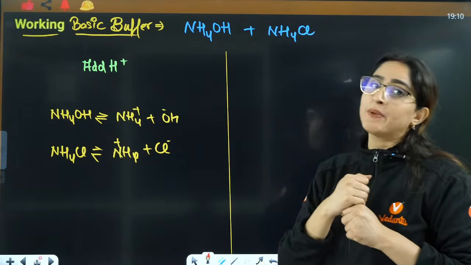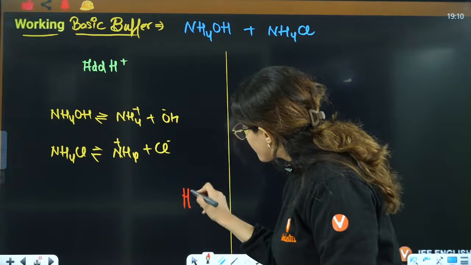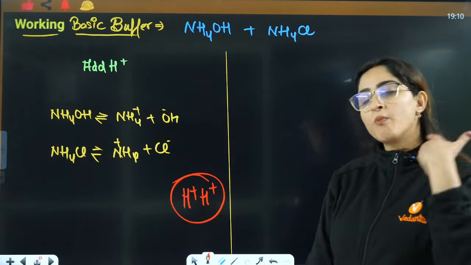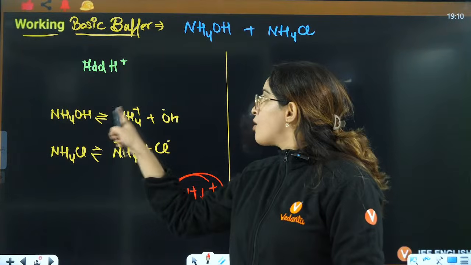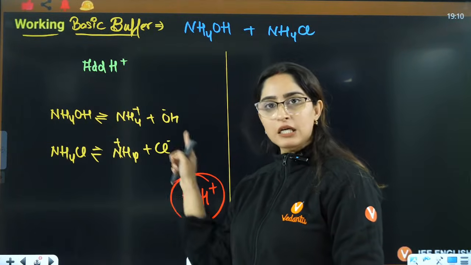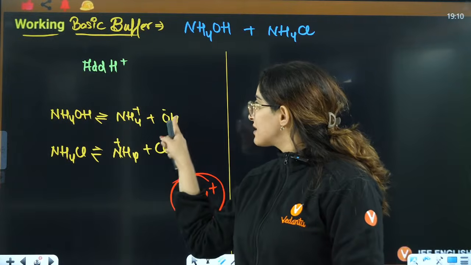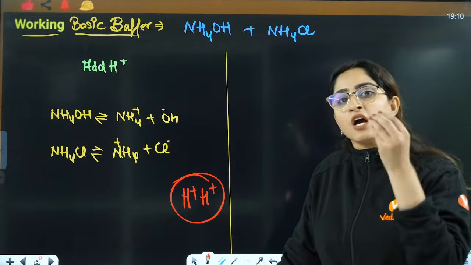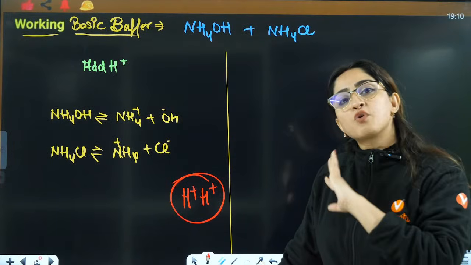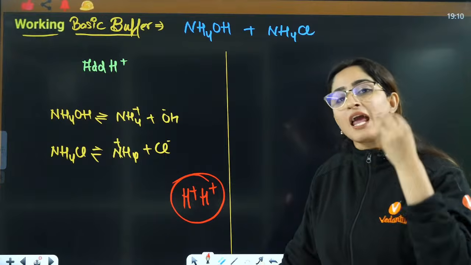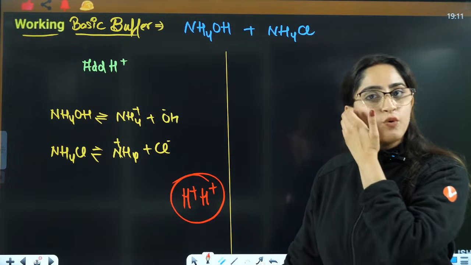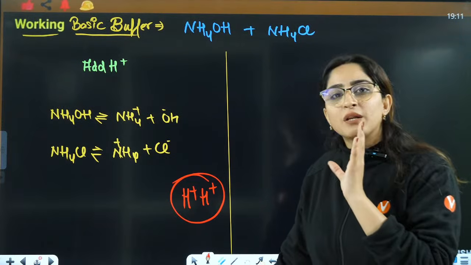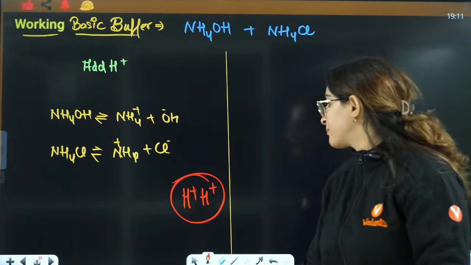But what is happening here? You are adding H positive, and the moment you add H positive, more of this dissociation occurs, and that is the reason more OH negative will be produced. So H positive you are adding, OH negative is also increasing, so it is going to balance out this situation, and hence the overall effect will be nil. Not exactly zero, but almost nil you can say.